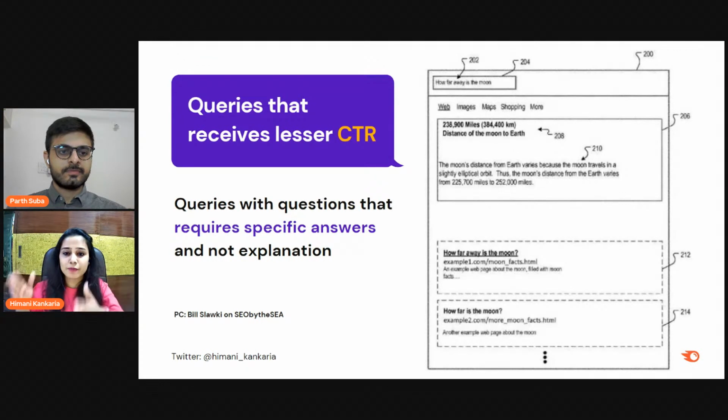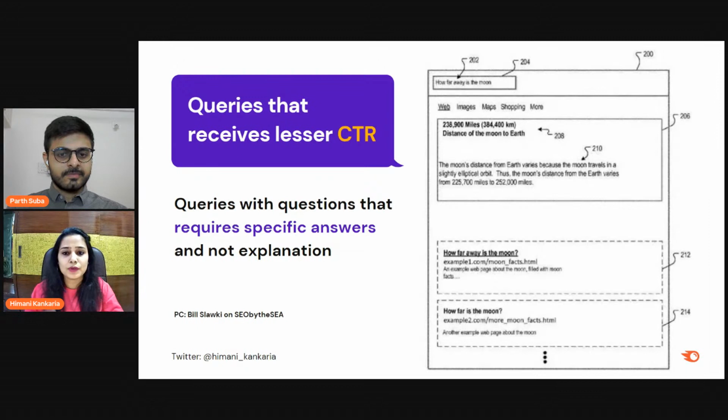Now I have brought a screenshot from Bill Slawski's blog, where he has mentioned the patents Google has acquired for featured snippets. Bill Slawski clearly says that the patent talks about how queries with specific answers will lead to a featured snippet with the exact same answer.